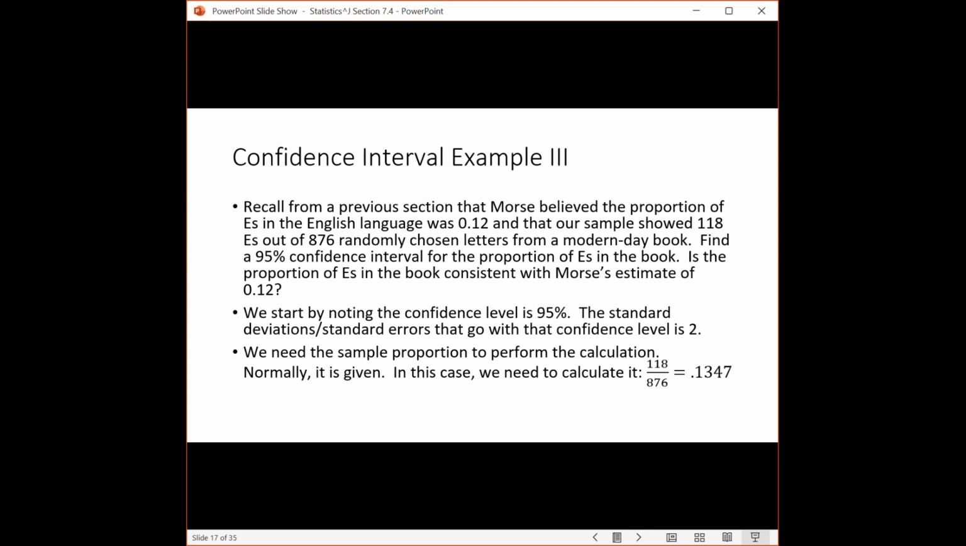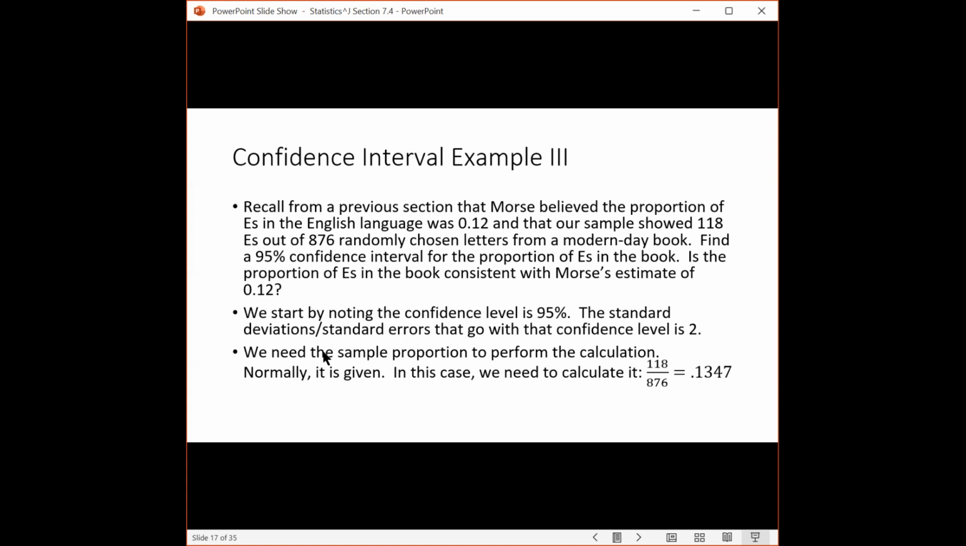All right, so again, we want to go through the steps here. First, you've got the confidence level. You're told 95%. What number of standard deviations or standard errors goes with it? 2. All right, that's step 1. Step 2, we need to go through and, oh, actually, I forgot. There's another step here.